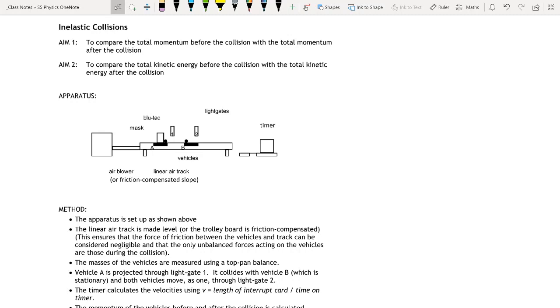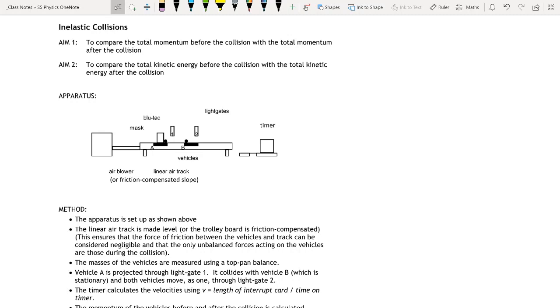Right, and what we can do with that, if we were going to do this experiment ourselves, is use the light gates to measure the speeds before and after. Remember, momentum is mass times velocity, so you can measure the mass of the trolleys, the carts, that are moving, and you can measure the speed of this one before. This is the only one that's moving before, so you measure the speed by going through a light gate. Then you would measure the speed of both of them moving off together after they've collided.